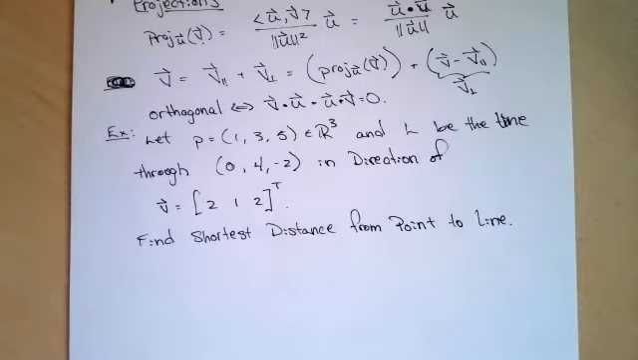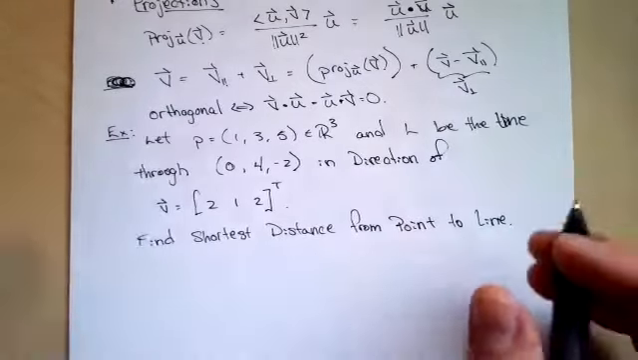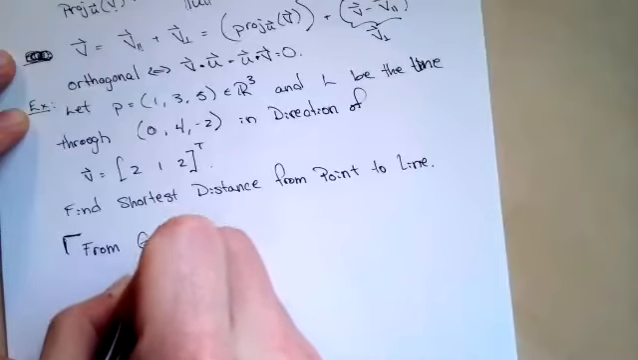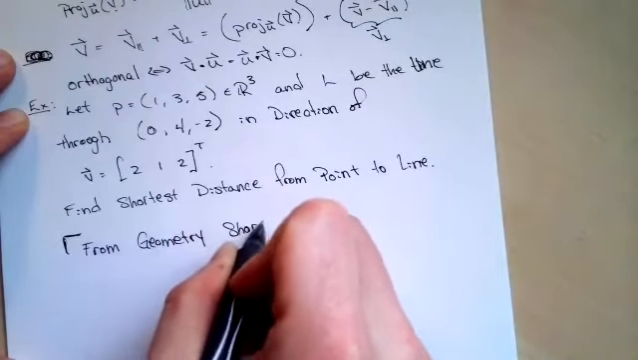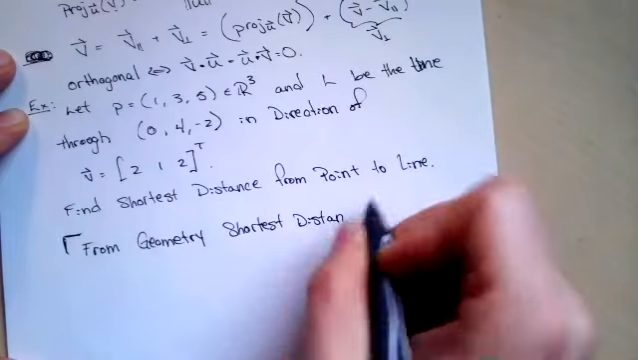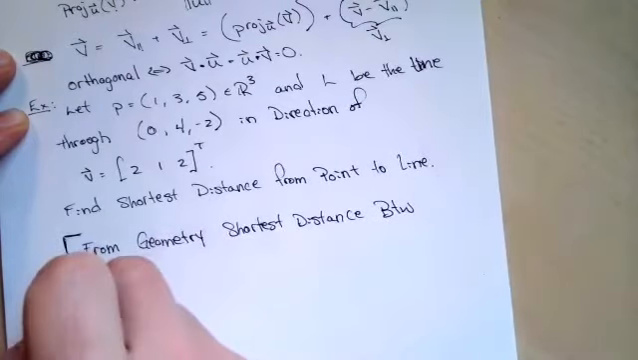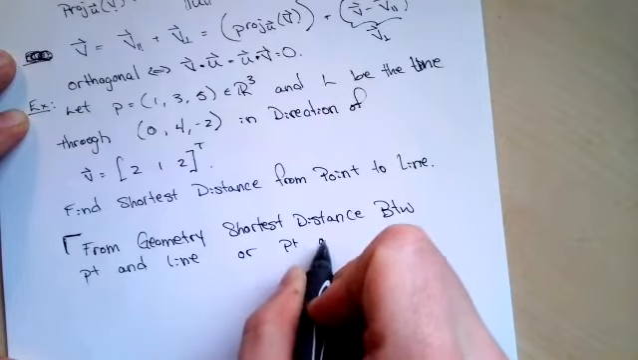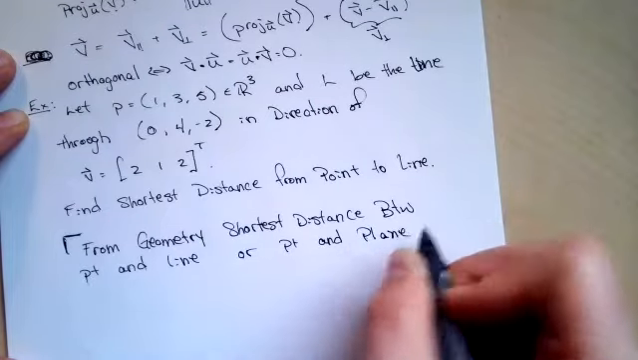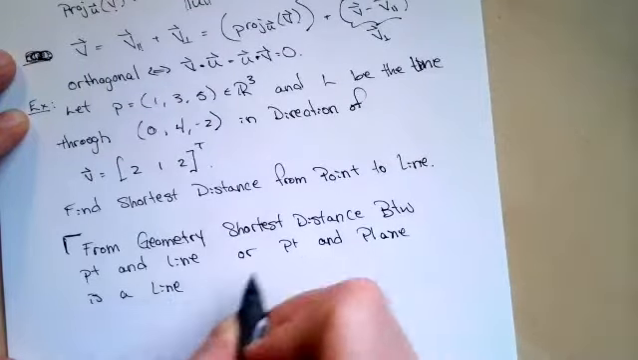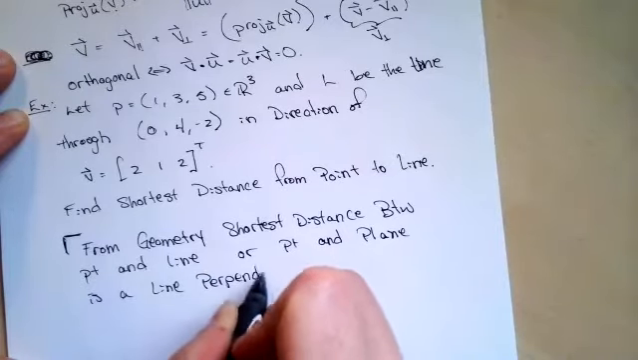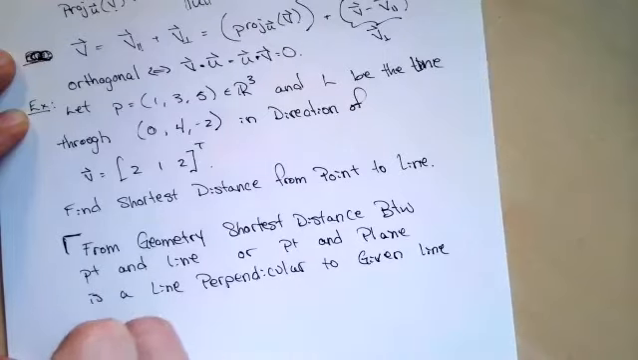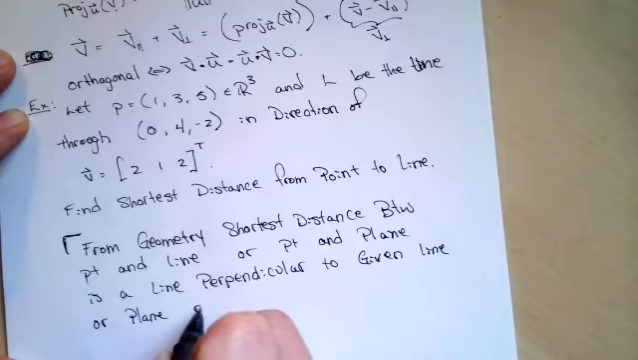So hopefully somewhere in your geometry class or in calculus, you learned that the shortest distance between a point and a line, or a point and a plane, is a line perpendicular to the given line or plane, respectively.